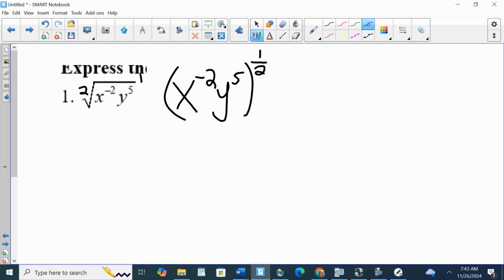Get rid of parentheses. When I raise a power to a power, I'm multiplying the powers. Negative 2 times 1/2 is negative 1. 5 times 1/2 is 5 times 1 is 5, over 2 is 2.